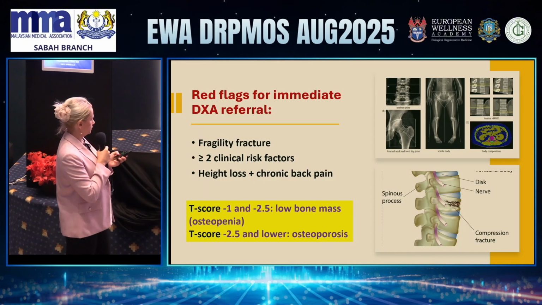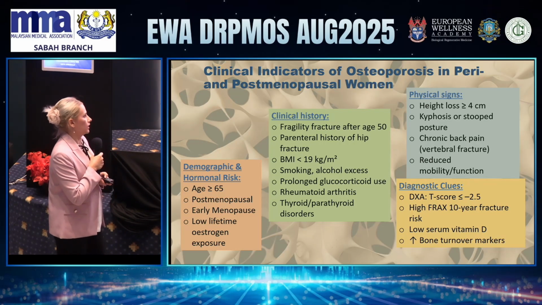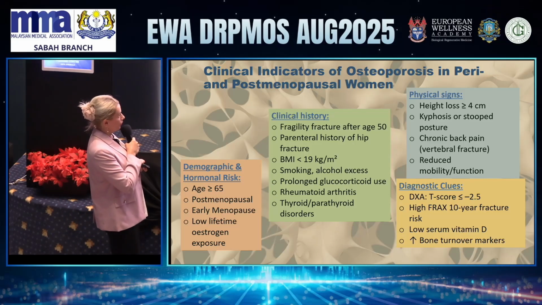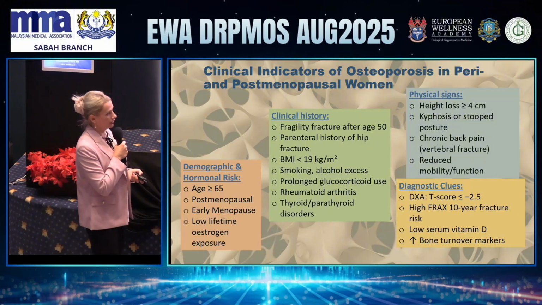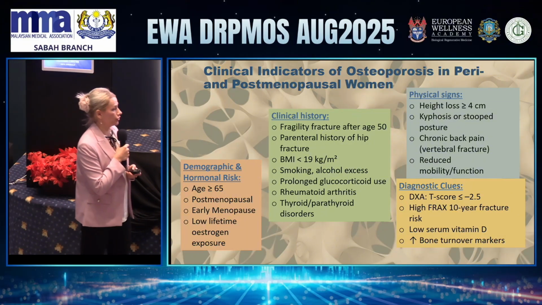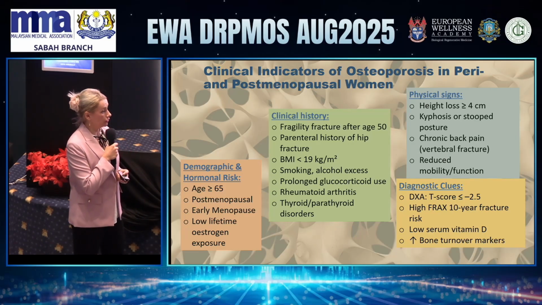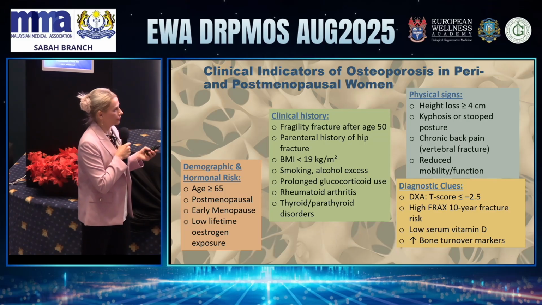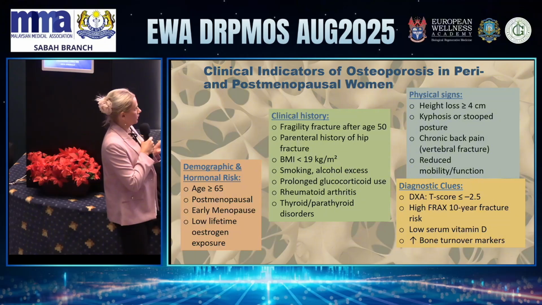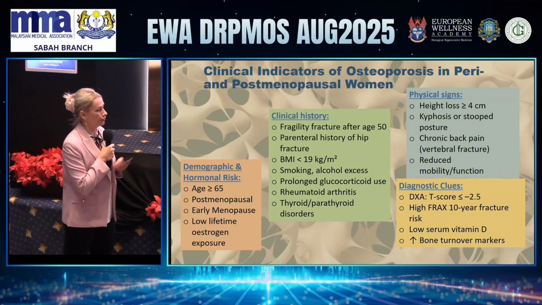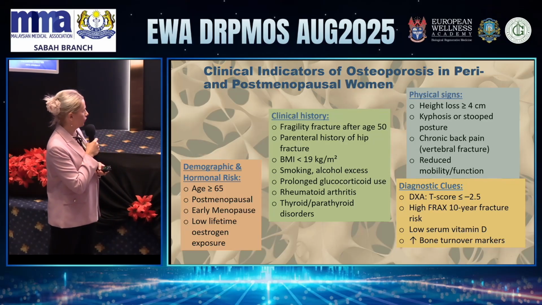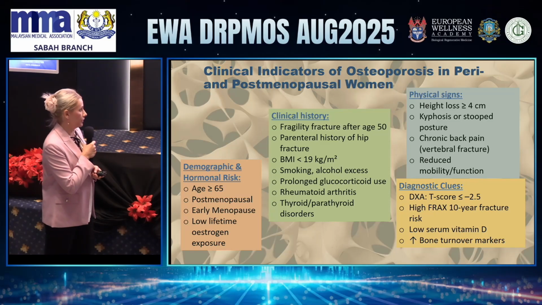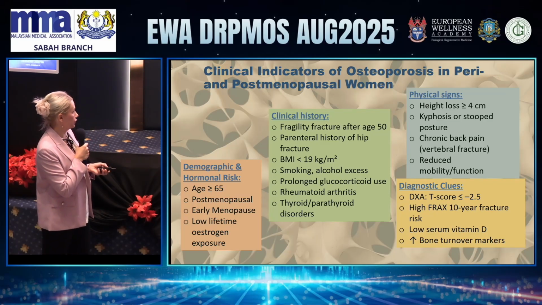What are the diagnostic clues? Dual energy X-ray absorptiometry is the gold standard for the diagnosis of osteoporosis or osteopenia. But now we know, and I believe Dr. Olga mentioned before in other lectures the Ecolight technology, REMS, which is radiofrequency echographic multispectrometry, and it's ultrasound based, which is also quite accurate to measure bone density. High FRAX 10-year fracture risk, which we will talk about more later. Low serum vitamin D and increased level of bone turnover markers.